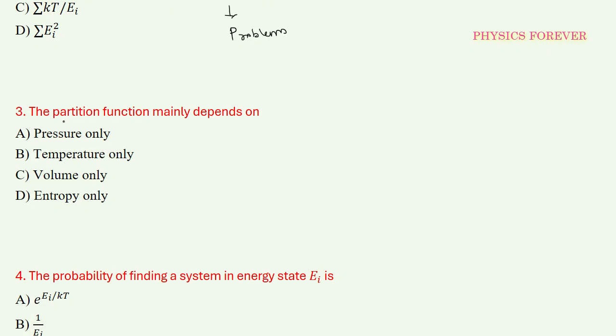The partition function Z mainly depends on temperature only, because Z equals the summation of e power minus Ei by kT. The partition function depends on temperature. That is important, so option B is correct.